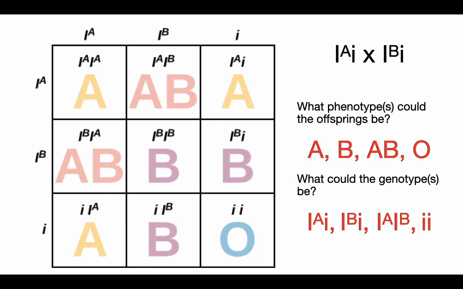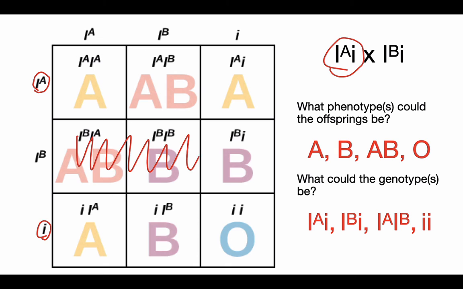Again, what do we want to look at? We want to look at what can they give. Well, the first parent can give a big IA, or they could give a little i. What can't the first parent give? Big IB. There's no big IB in there. What about the second parent? Big IB, little i. Can't give anything in the first row.